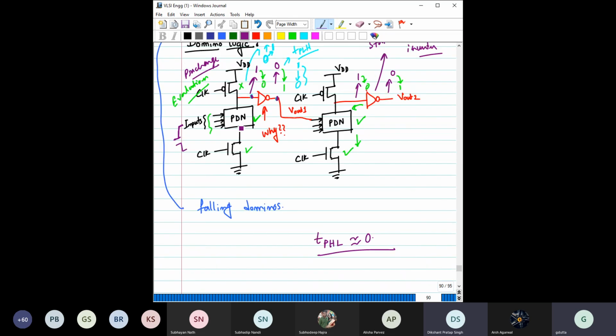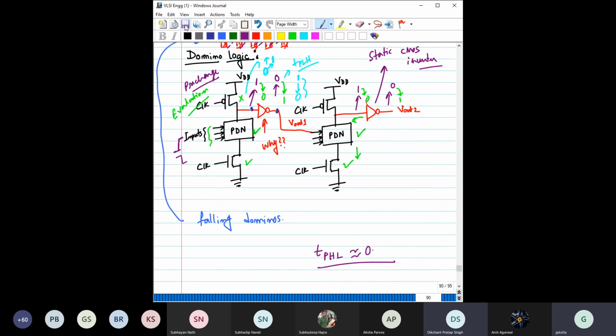Okay. If you have understood this, very good. Then let me ask the next question. The next question is, here we have a clock, right? We have a clock and we have given this clock to an NMOS. Now just think about it. Is this NMOS really required if you are using a domino logic?